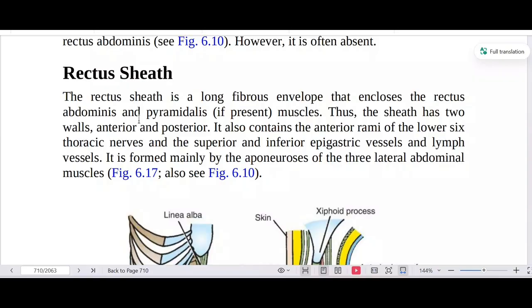Okay, now it also contains the anterior rami of the lower 6 thoracic nerves and the superior and inferior epigastric vessels and lymph vessels. Okay, so here they are talking about the contents of the rectus sheath.